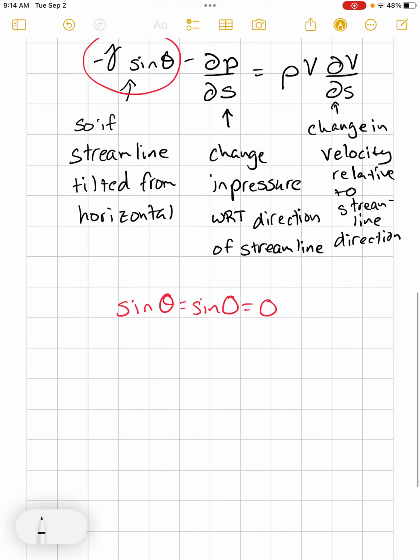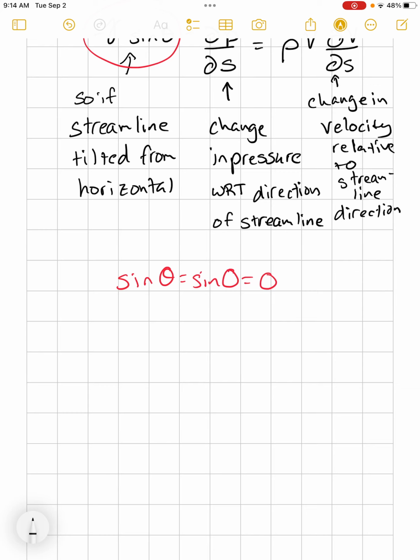I'm going to move back to black here. Now the equation that we're going to end up using becomes minus the partial of the pressure, and since we're horizontal, we change that S to an X, is equal to the density of the fluid times the velocity times the change in velocity with respect to X.